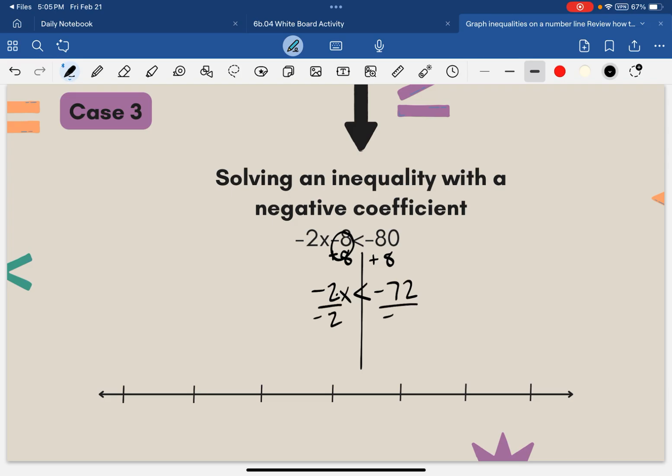And we taught your students why it flips over, but I don't have time to explain the why. So I'm just going to tell you guys. The negative rule: when you divide or multiply by a negative, this symbol right here flips over. So it turns around and it becomes that. Now we've got x over here, and negative divided by negative, so that's positive 36. So a negative coefficient like that, when you divide by it, your inequality symbol turns around.